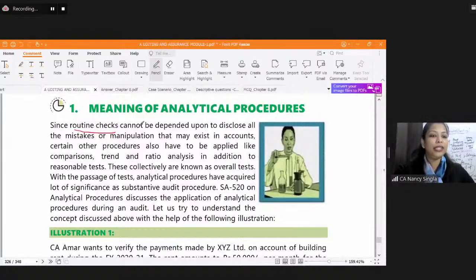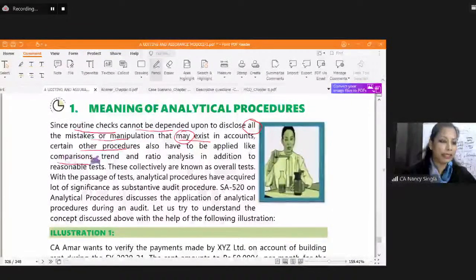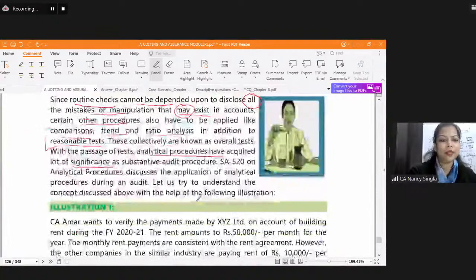Since routine checks cannot be depended upon to disclose all the mistakes or manipulation that may exist in the accounts, certain other procedures also have to be applied, like comparisons. If you remember, we compared with the industry trend. In our example, we saw that wages have always been 30% of the sales. Ratio analysis is like comparing the GP ratios, in addition to reasonableness tests. We'll be discussing all this in detail today itself. These are called overall tests. Analytical procedures have acquired a lot of significance, and SA 520 discusses the application of analytical procedures.